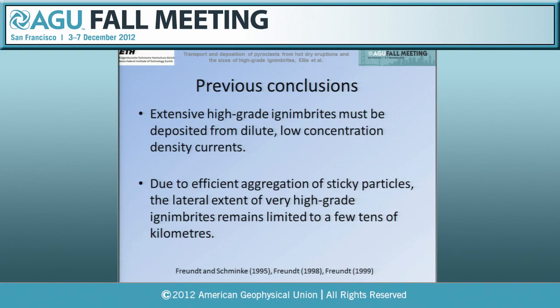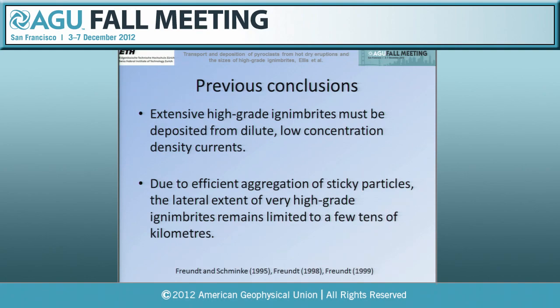So, previous work on high-grade ignimbrites. There's a series of papers by Freund in the mid to late 1990s, and if you don't know these papers, I would really recommend them. They're definitely worth a read. He was working on the basaltic P1 ignimbrite on Gran Canaria. His conclusion was that extensive high-grade ignimbrites must be deposited from dilute, low-concentration density currents, because he felt that clast aggregation in the current, with high-temperature, low-viscosity pyroclasts, would cause them to agglomerate together and form larger clasts, and eventually, I think he used the term, catastrophic deposition.